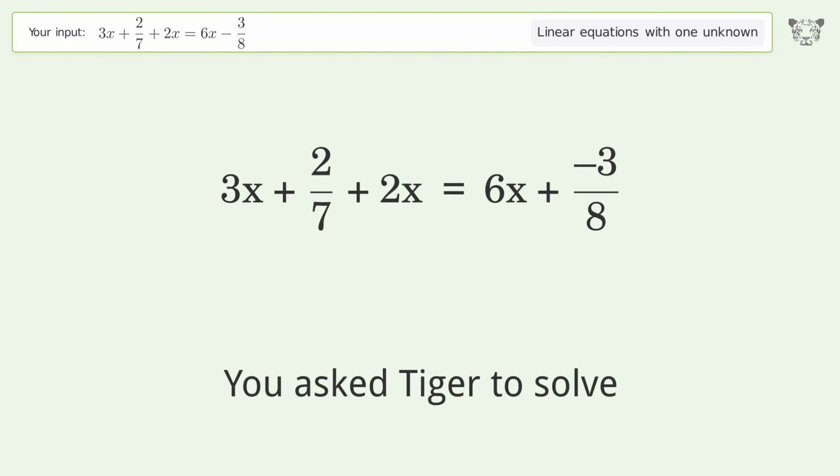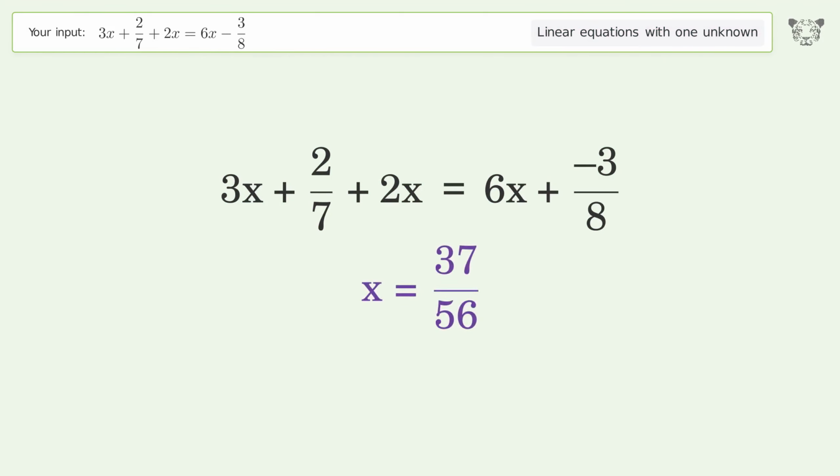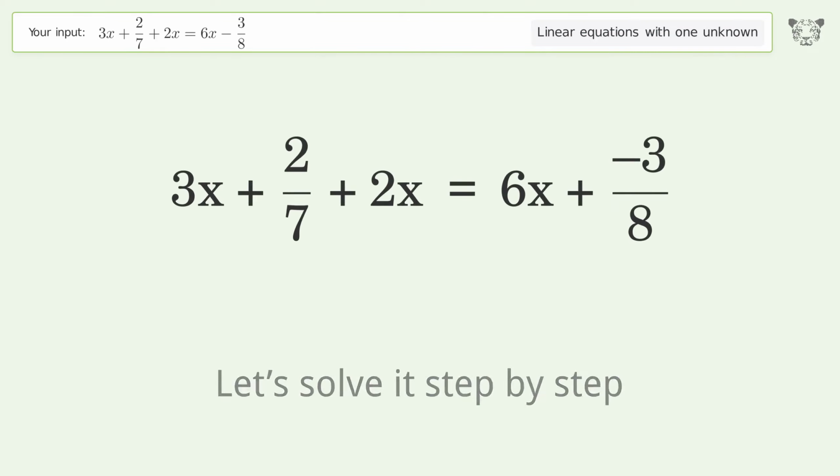You ask Tiger to solve. This deals with linear equations with one unknown. The final result is x equals 37 over 56. Let's solve it step by step.